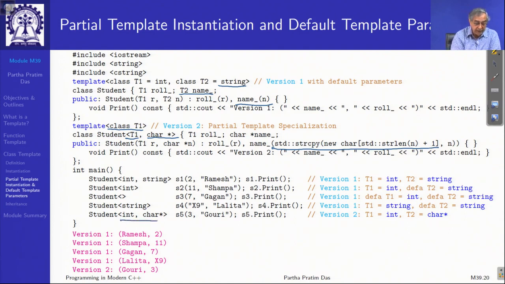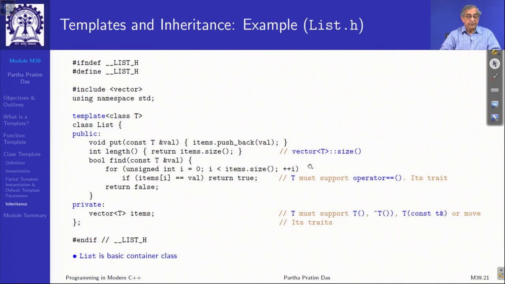So, if I instantiate now with student int char star, then int is taken to be T1 and char star, I use the second specialized definition of this template, right. And therefore, if I had not provided this, then doing student int char star would have been an error, because it would have just copied the pointer, not the actual value, and then during destruction time it would have been difficult. Right. So, this can be generalized in any ways further, but this is what is known as partial template specialization.